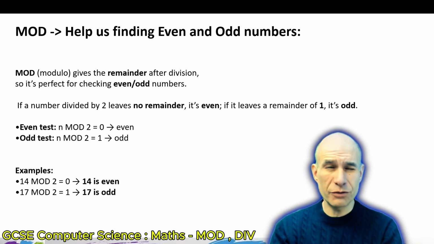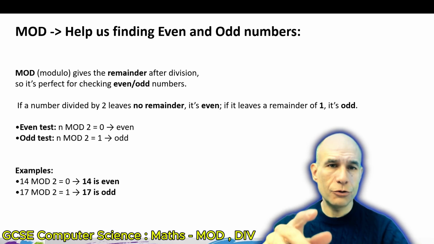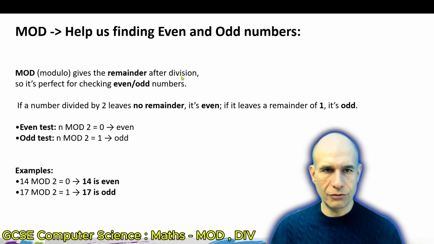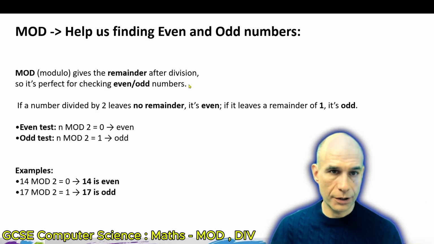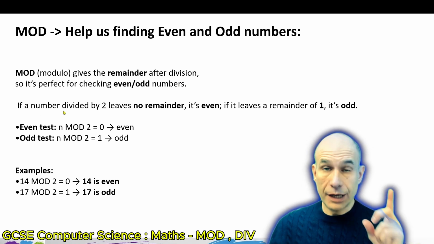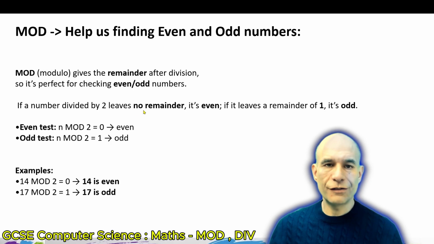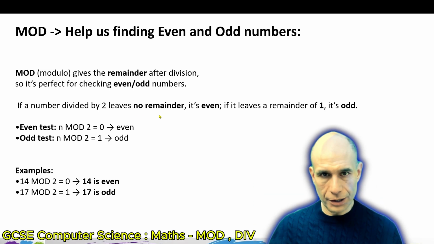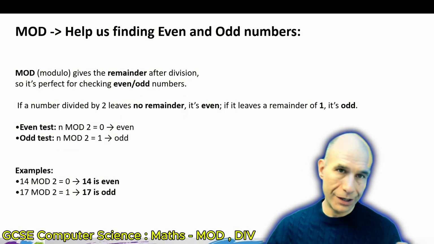It is very important. One of the most important use cases of the modulo is to help us find the even and odd number. It gives us the remainder of the division, right? So it's perfect for checking if the number is even or odd. The key thing is, if you divide any number by 2 and it leaves no remainder, or the remainder is 0, it means it is even. That's the definition of odd and even numbers.